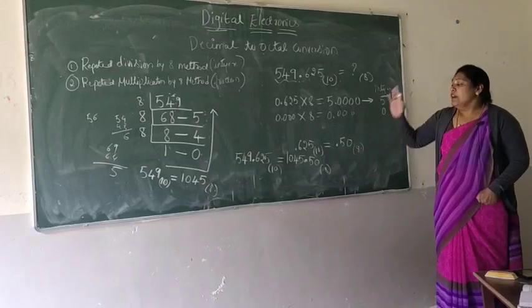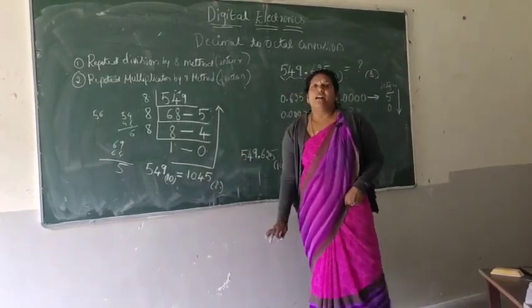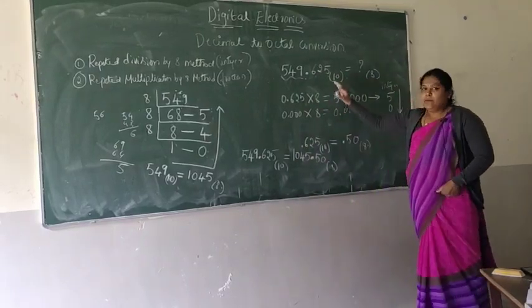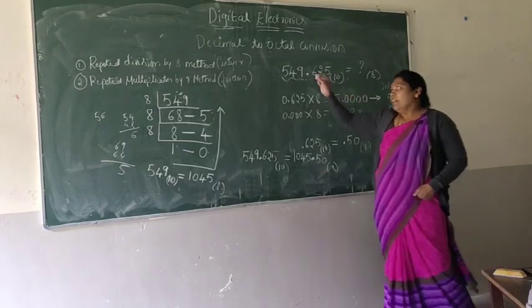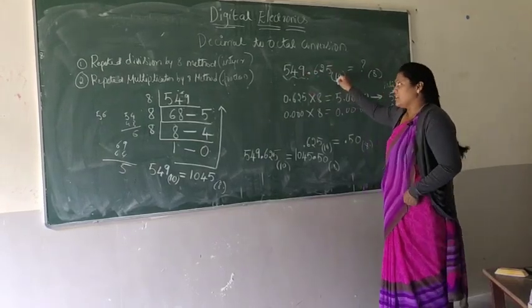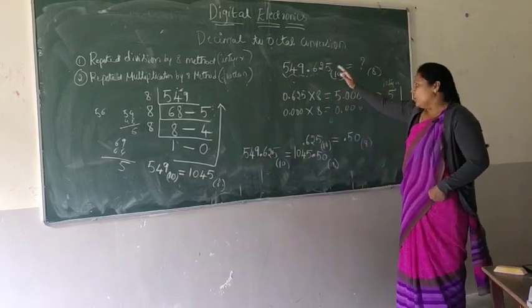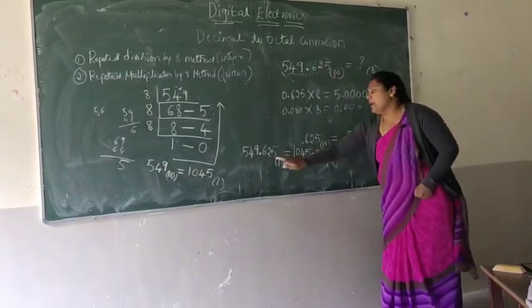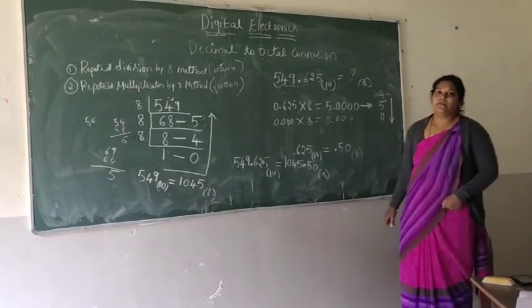In the examination, they may ask only the integer part. At that time, do only the division method. They may ask only the fraction part. At that time, do only the fraction part. If there is a chance that they will give both the integer part as well as the fraction part, you separate them, do it for the integer part, and do it for the fraction part. Then finally combine both, and you will get the answer for this question. Okay, thank you.